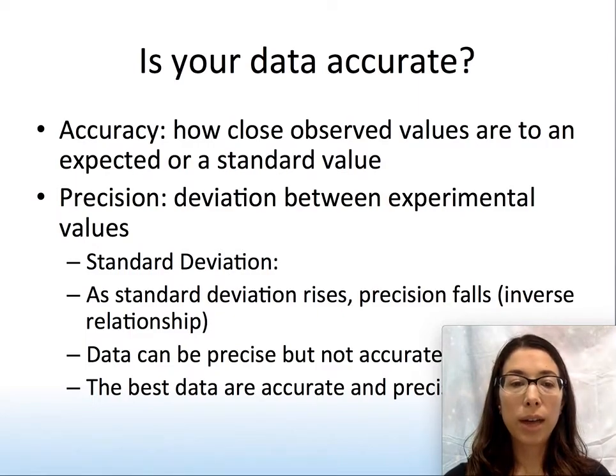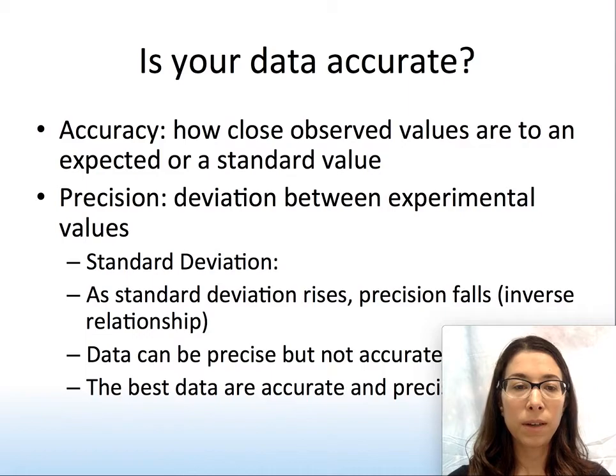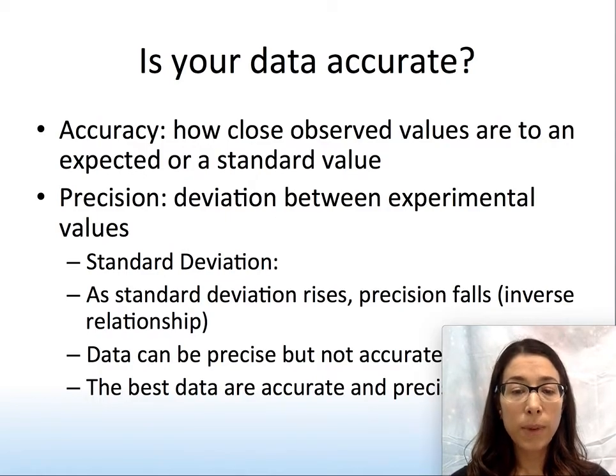So accuracy and precision, right? Accuracy of your data in scientific experimentation is how close the observed values are to an expected or standard value, and precision is the deviation between experimental values. So you might have very high precision, right? All of your values might be very, very close together, but they might not be accurate depending on the way that you designed your measurements.